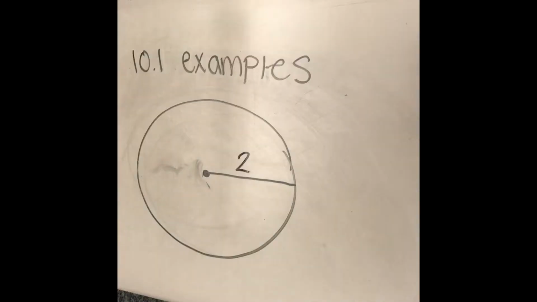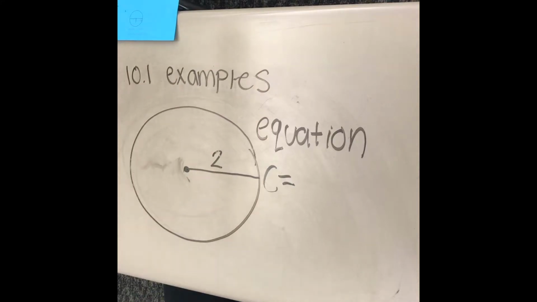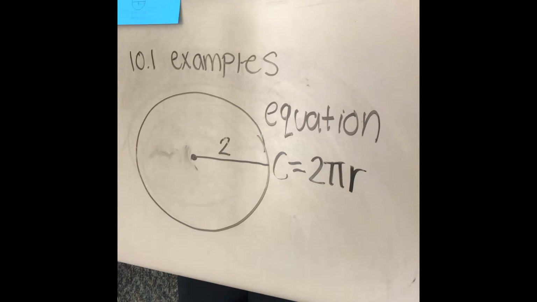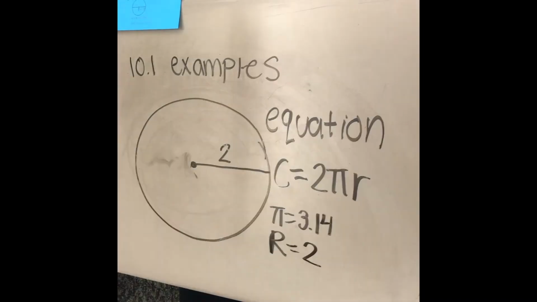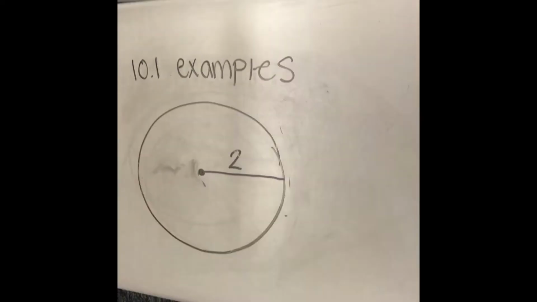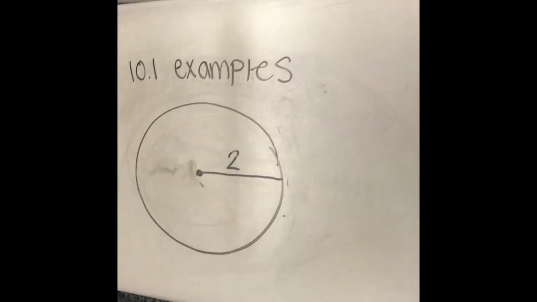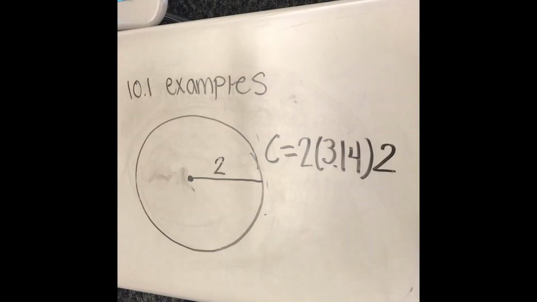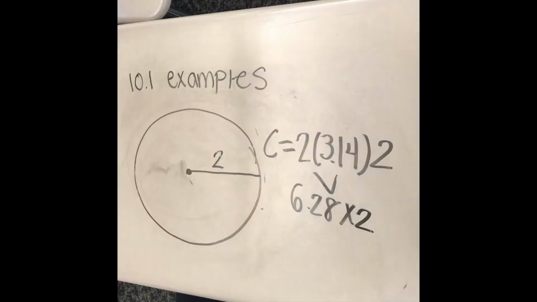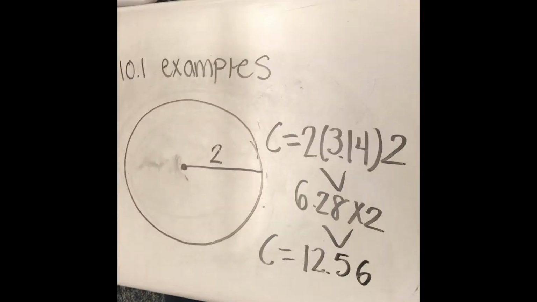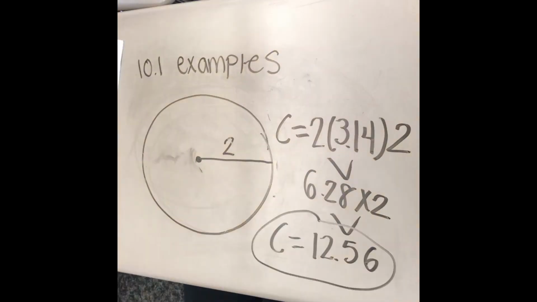Okay, for our first example, we have a radius of 2, and the equation for circumference is 2 pi r. R is the radius. In the example shown, 2 is the radius, and you have to plug in r as 2 and solve. So 2 times 3.14 times 2. You get 6.28 times 2 to get your answer of 12.56, and that is your circumference.